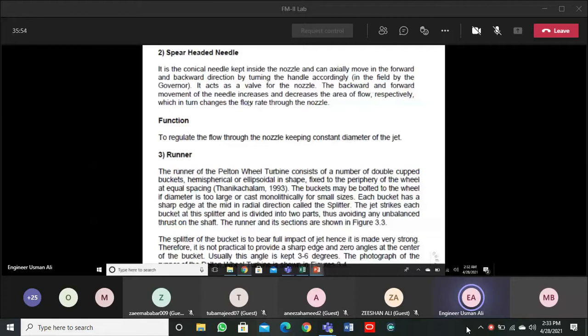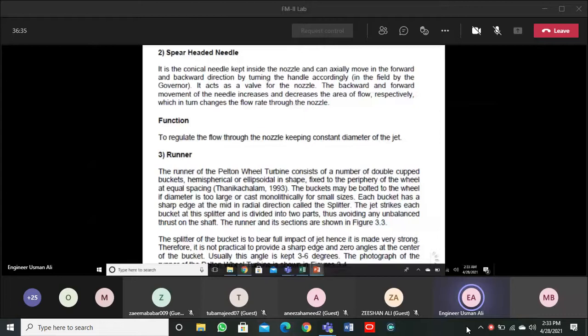The function of the runner is to convert the hydraulic energy into mechanical energy and transmit this mechanical energy to the shaft. If you see this, at the center of this runner we have the key, and the shaft will rotate along with it. So this is how the hydraulic energy of water is converted into mechanical energy by the runner, and then it is transmitted to the shaft for further use. So, यहाँ बेयरिंग्स होती हैं शाफ्ट और इस स्पेस के दरमियान जिसके ऊपर शाफ्ट रोटेट करती है.